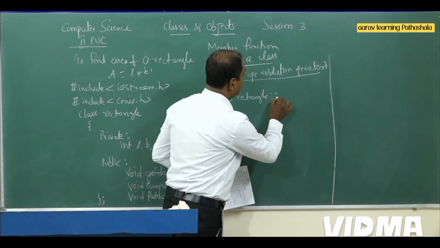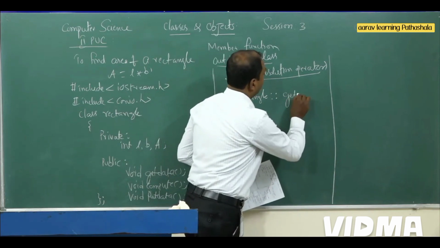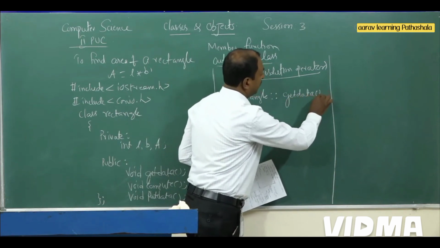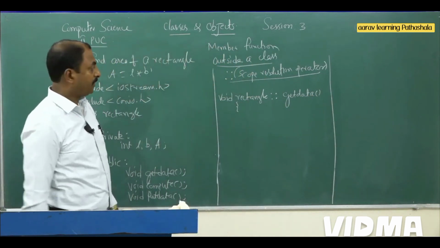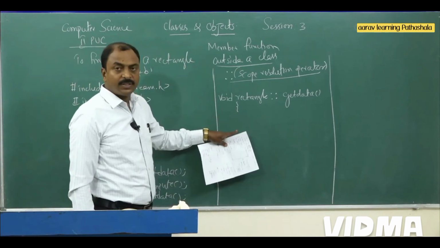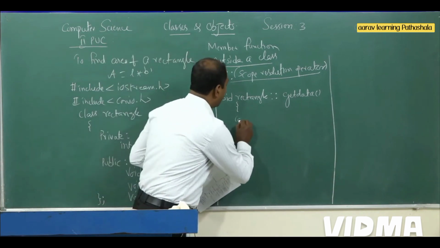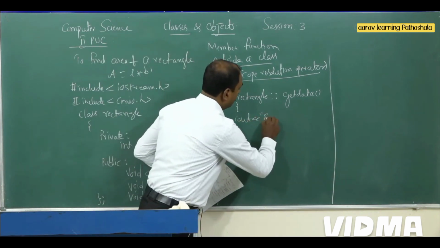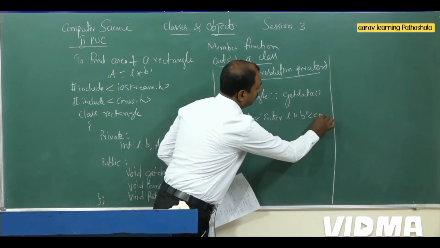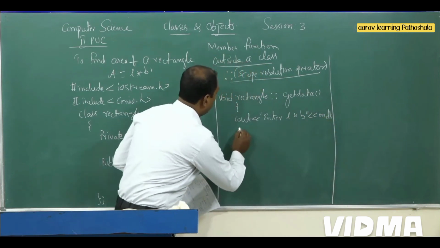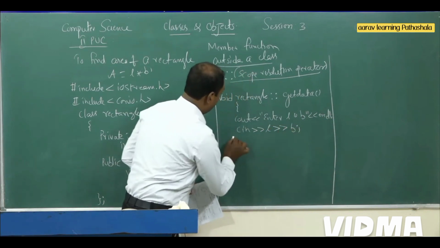Now I am using this operator, and here I am writing the function get data, no semicolon. Now inside this we write the function definition. From here onwards, the statements are the same as what you used in the previous example. So here I say cout enter L and B, endl, and here cin variable L and variable B.